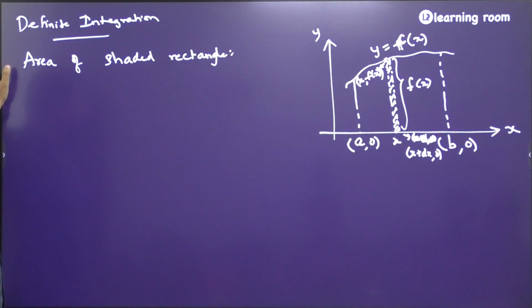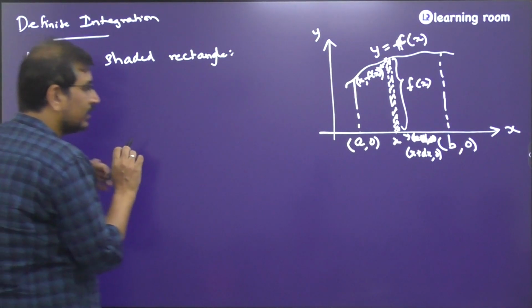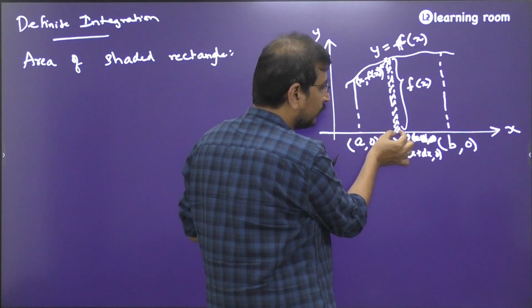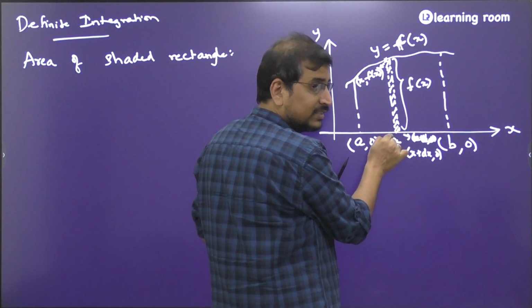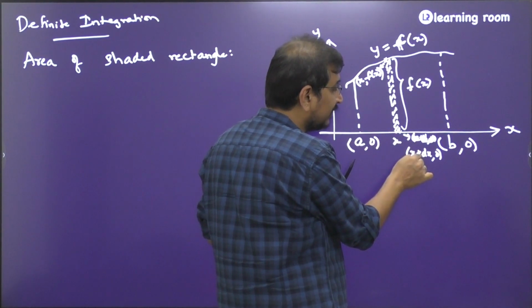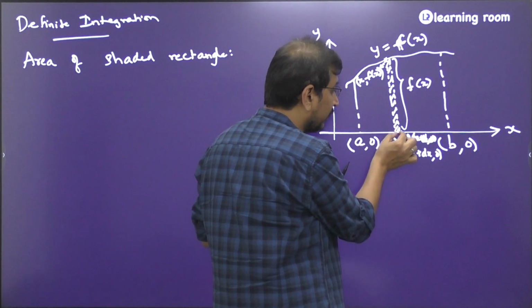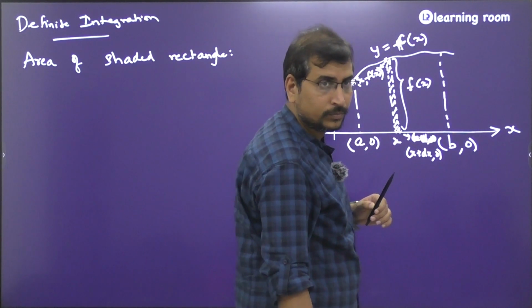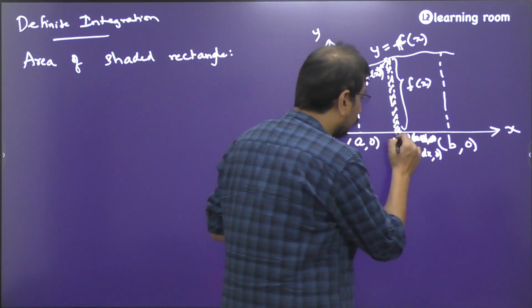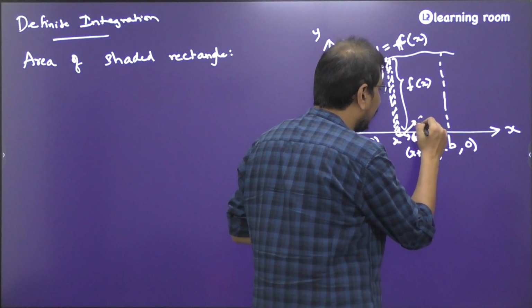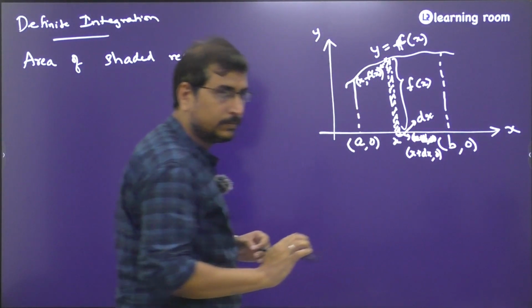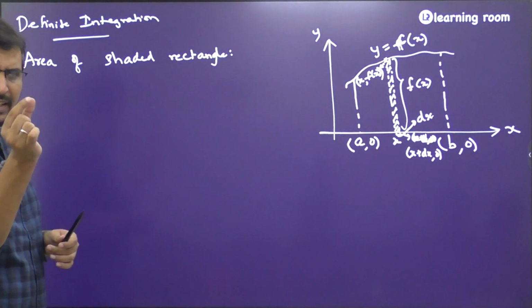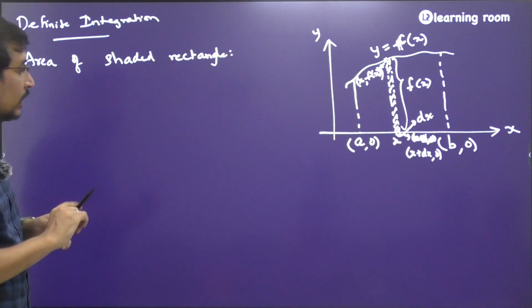What is the area of the shaded rectangle? It is x comma f of x into f of x, so it is basically this thickness. How much is this thickness? This point is x comma 0, and this point is x plus dx comma 0. What is the difference between these two points? This difference is going to be dx. It is only that much thick, right? dx is a very small quantity, right?